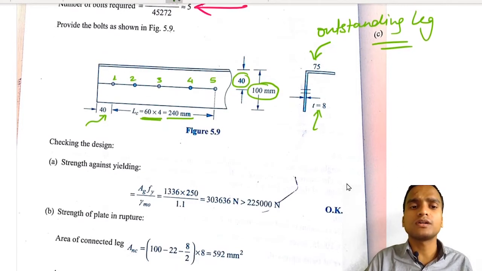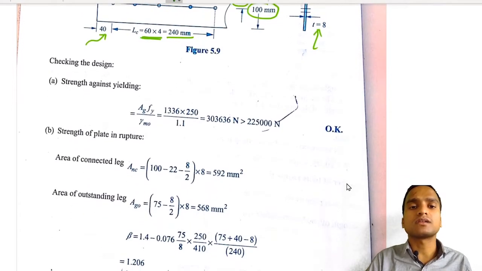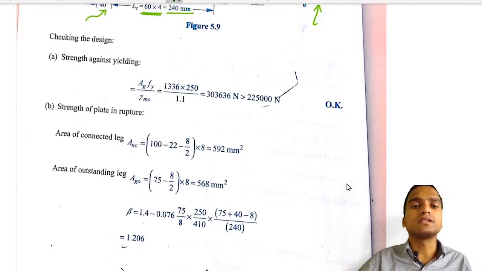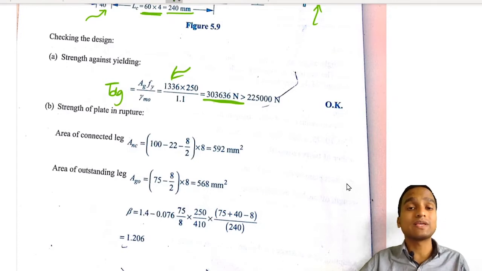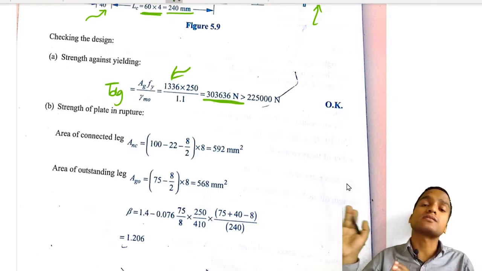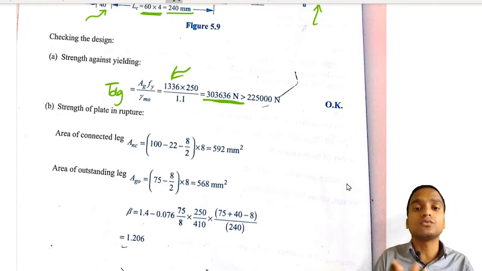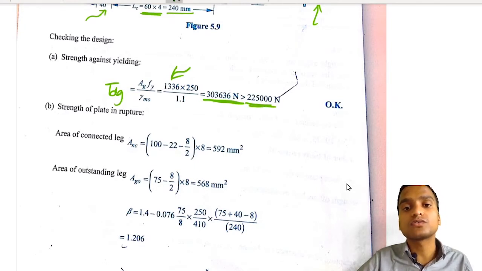Let us calculate first of all the strength against yielding, and this is Tdg equal to Ag Fy by gamma m0, where we have used the gross sectional area, and this is equal to 303.6 kilonewton. This is obviously greater than the external factored tensile load that is coming, which is 225 kilonewton. So this check is valid.